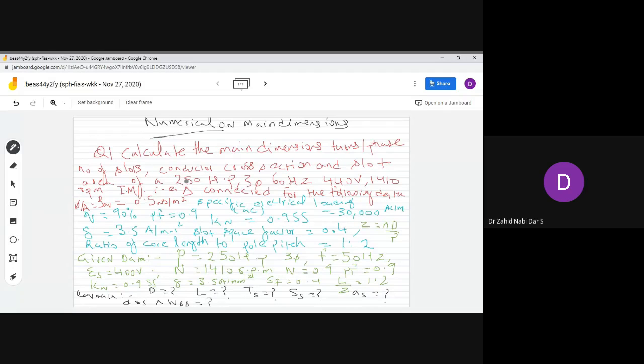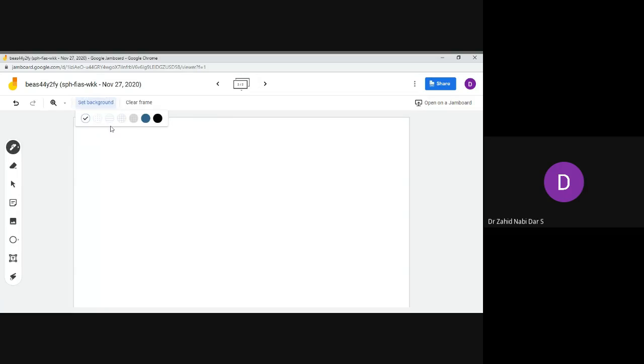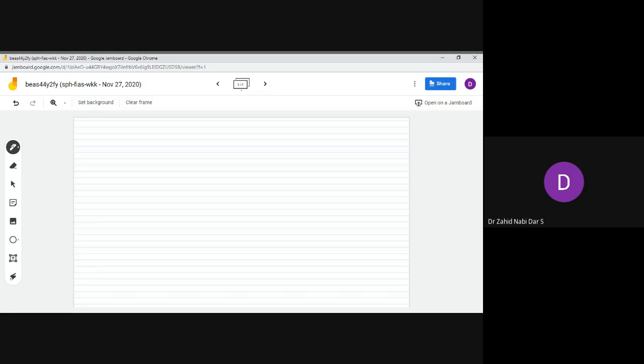See here, calculate the main dimensions. So the main dimensions will come D and L, turns per phase TS, number of slots SS, conductor cross section AS, and slot area. Once you write a question, you can write the given data and the required data, and then you go for it. Then it will be very easy compared to just starting with some random data. So now you know that.